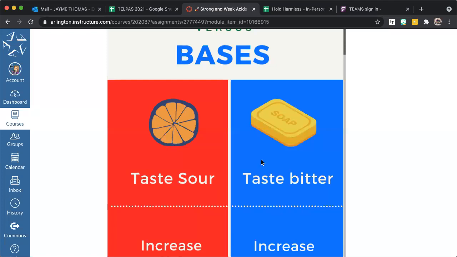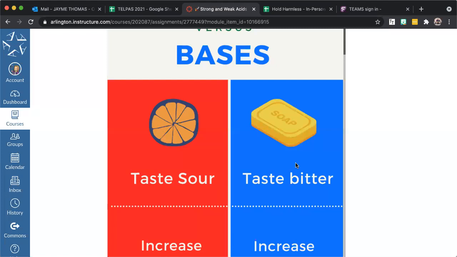Bases taste bitter. Most bases we cannot eat, because bases are usually pretty poisonous. One of the very few bases that you can eat, and honestly you don't really eat it so much as use it in cooking and baking, is baking soda. Baking soda is sodium bicarbonate. It is a base. So if you ever dip your finger in the baking soda and taste it when you're baking, it doesn't taste that great.